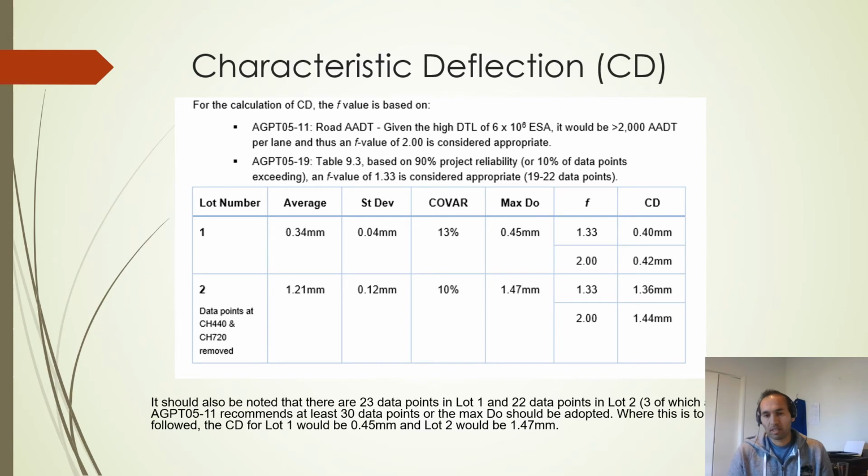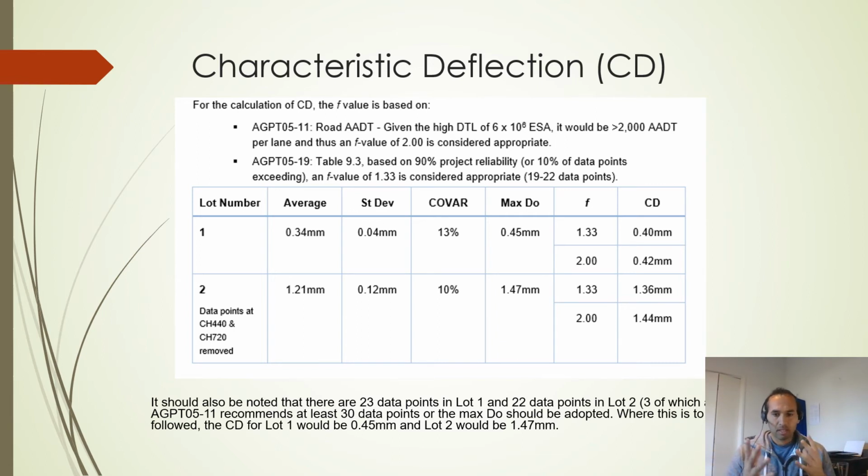Once we worked out what our design deflection is and what our lots are, we then work out the F value to get the characteristic deflection. The F value is the multiplier to the standard deviation, and it varies. Depending on whether you use the 2011 or the 2019 version of Austroads, it's roughly 1.3 all the way up to 2, depending on project reliability or the number of vehicles on the road. Greater than 2,000 vehicles per day per lane, and you're looking at using 2. If it's less than that, depending on your project reliability, you might use 1.3 or 1.65.